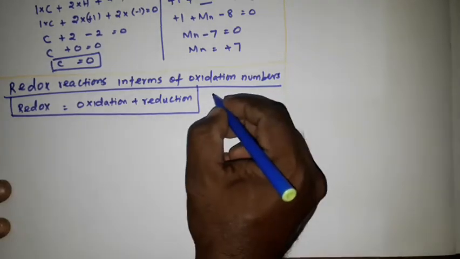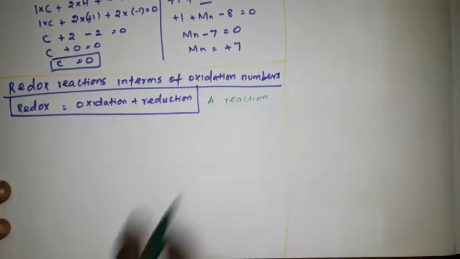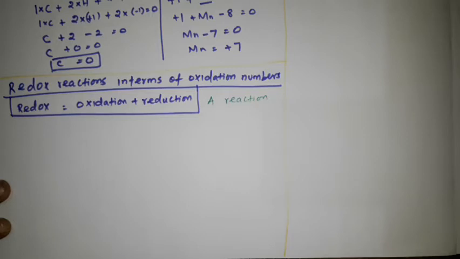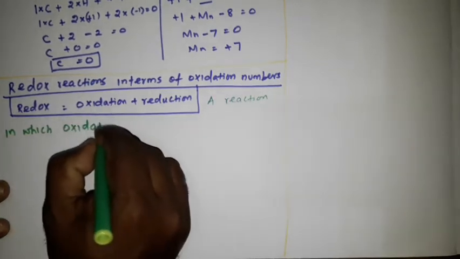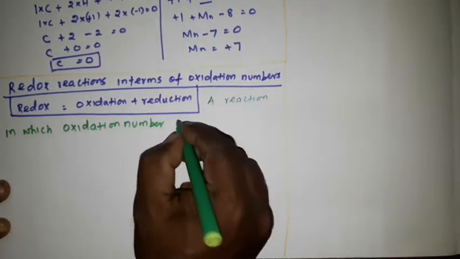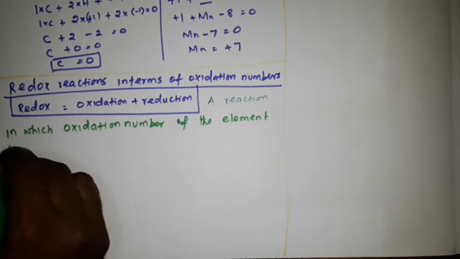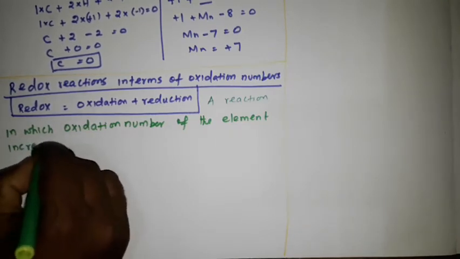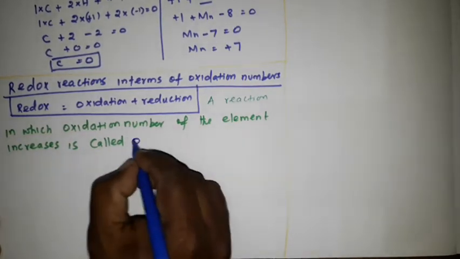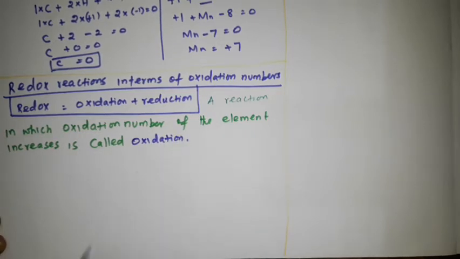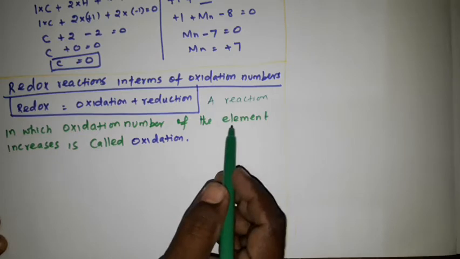Okay, so we are writing the definition. A reaction in which the oxidation number of the element increases is called oxidation.